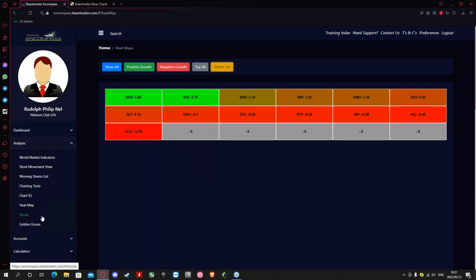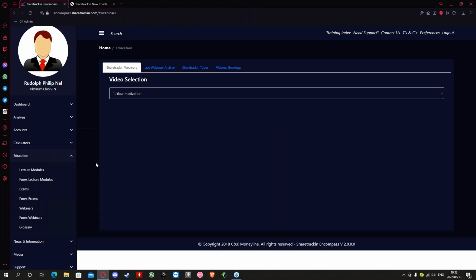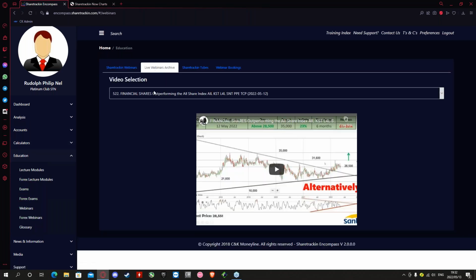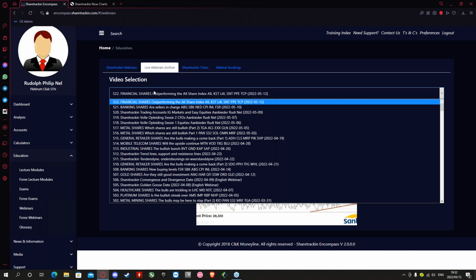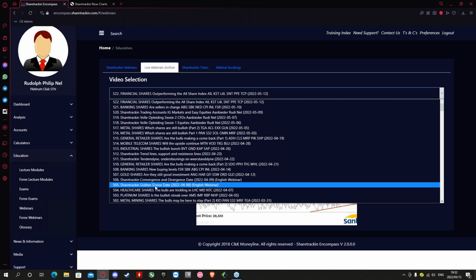Okay. And then the stocks page, we'll get to the stocks page in a few. And then the golden goose, we already did a video on the golden goose. So if you really want to know about everything on the golden goose and how it works, you can go to education, go to our webinars. So go to education, webinars, live webinar archive, and go and look for the latest golden goose video, which is this one, your Sharetrackin Golden Goose. All right, that's also an English webinar. That's video 505, where we explain how the Golden Goose works, how to go and draw in your support and your resistance lines with your positive growth and your negative growth lines.